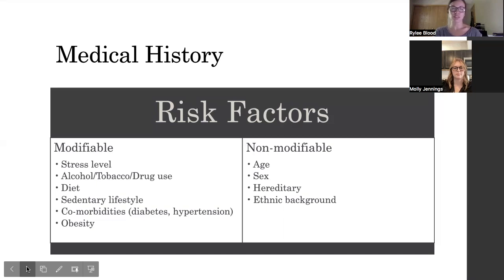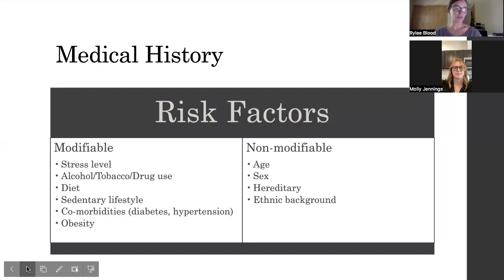Comorbidities, as Molly stated, will impact your risks. For example, diabetes and hypertension. And then lastly, obesity, which is directly related to your sedentary lifestyle, gaining weight and not being able to clear your arteries of the plaques very well, and poor eating will contribute to this.